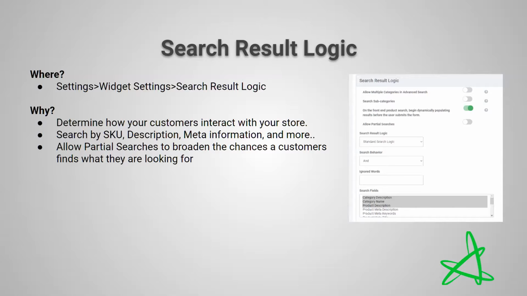You could also allow partial searches, and that's a lot better, again, to broaden the chances a customer finds what they are looking for. But depending on the complexity of your products, if you're choosing to allow the search result logic to show on category descriptions, meta information, depending on how much you have enabled, it can kind of make that a bit of a mess on the customer's end in terms of finding that specific product they're looking for. So you may have to mess with some of these settings and just see what works best for your products.